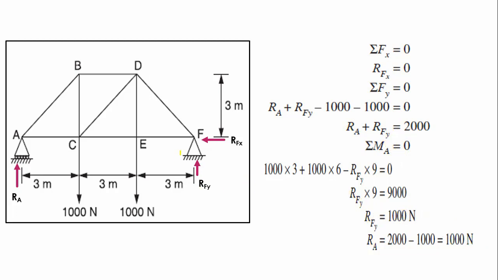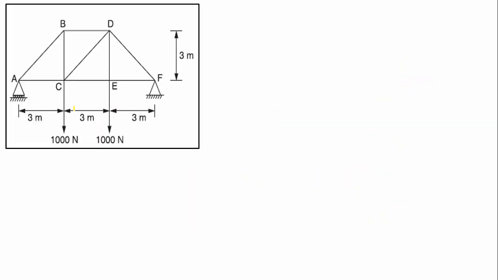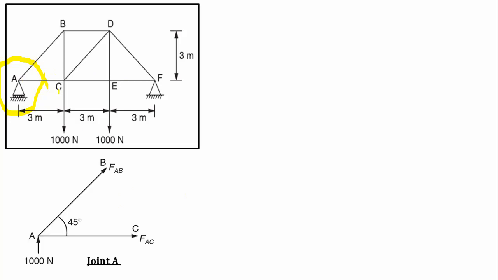Next we will analyze this truss using the method of joints. In the method of joints, we select one joint in such a way that it has a maximum of two unknowns. Why? For example, if I select this joint A, I have shown joint A here. For joint A, we have just calculated the vertical reaction, which is 1000 newtons.